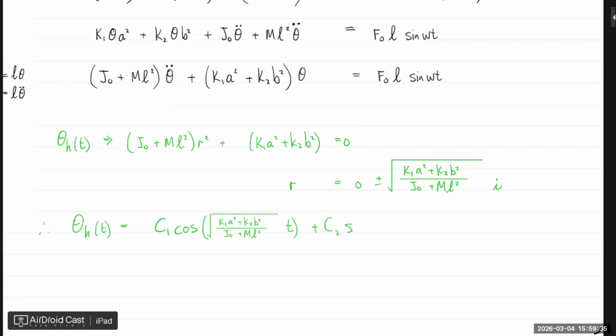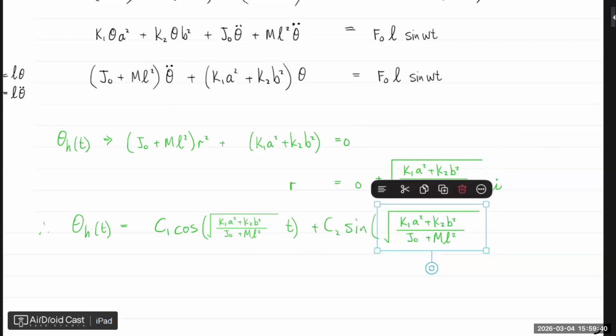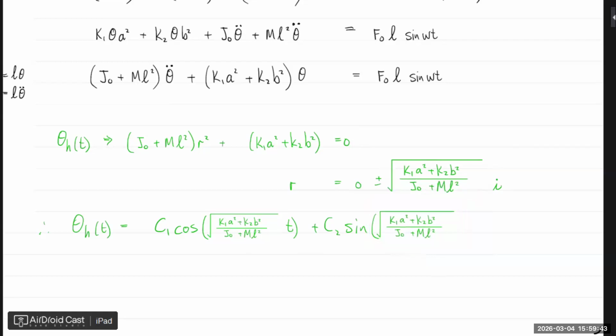plus C2 sin that part T. So that's the homogeneous solution, or you can sometimes also refer to it as a transient solution, which will eventually fade if there's damping. But that's, like I said, next week. And the steady state is then just that particular solution. That is the steady state. And that is what we're going to find now, because they've asked for the steady state part.